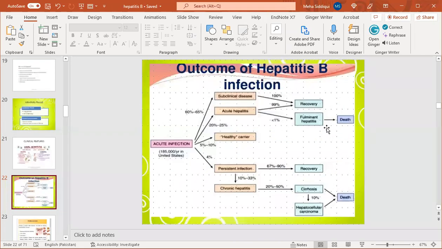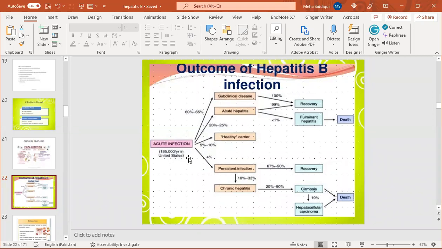Outcome of hepatitis B infection. Here there is acute infection, then in 60 to 65% of the cases these are subclinical cases, which are 100% recovered, and 20 to 25% of the acute infections result in acute hepatitis, and 99% of these patients recover, while less than 1% are characterized by fulminant hepatitis and death ultimately.